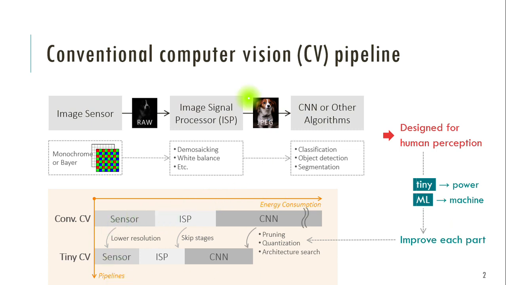To squeeze this pipeline into tiny computer vision, the improvements are usually done in each module separately. For example, we might use lower resolution sensors or skip stages in the image signal processor, or the widely investigated CNN compression, such as pruning and quantization and architecture search. Let me reiterate that all of the improvements are usually done separately.